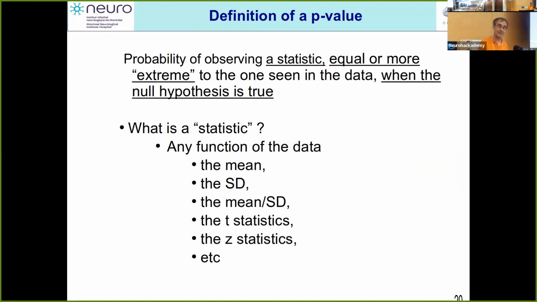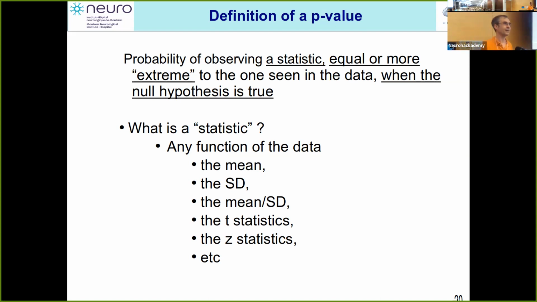So what the p-value is: the probability of observing a statistic equal or more extreme to the one seen in the data when the null hypothesis is true. That's the definition, so ponder on it. It's the probability of a statistic equal or more extreme when seen in data under the null. So it tells you something about the data, not about the hypothesis. If you want to say something about the hypothesis, you have to go Bayesian.